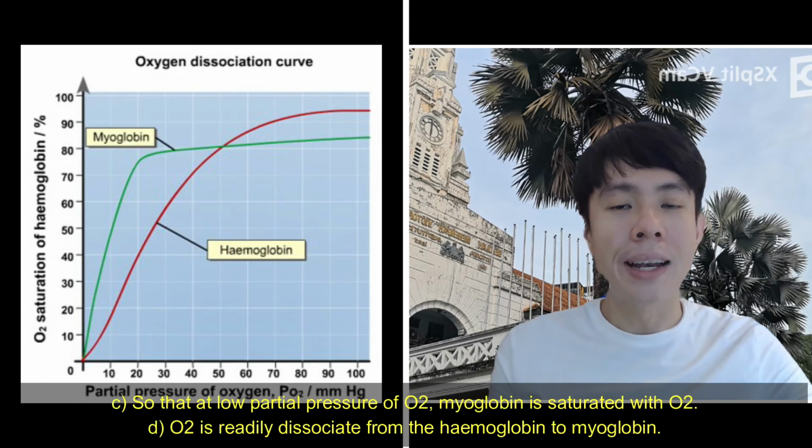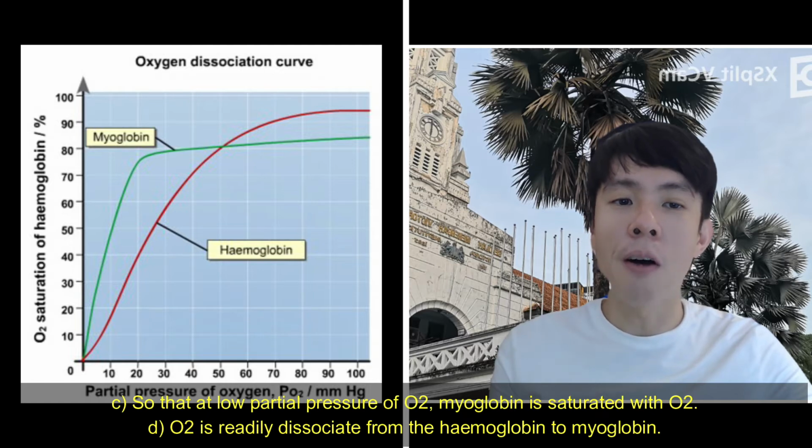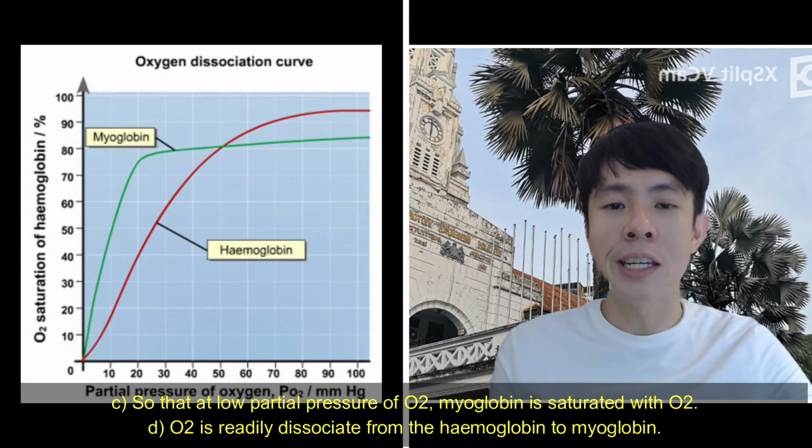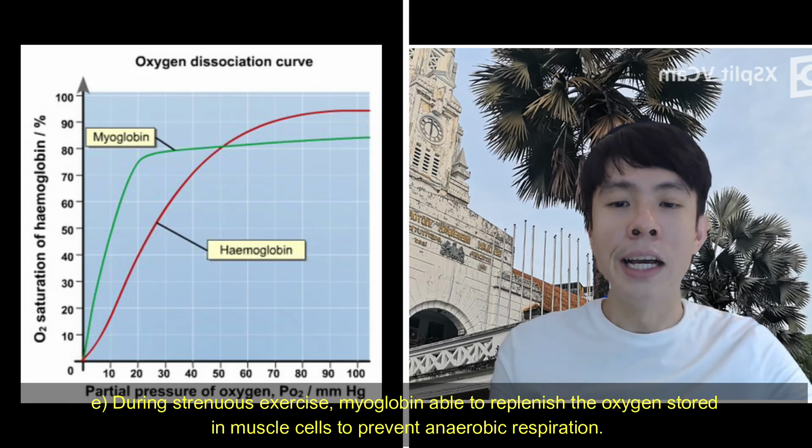C. So that at low partial pressure of oxygen, myoglobin is saturated with oxygen. D. Oxygen is readily dissociated from the hemoglobin to myoglobin. E. During strenuous exercise, myoglobin is able to replenish the oxygen stored in muscle cells to prevent anaerobic respiration.